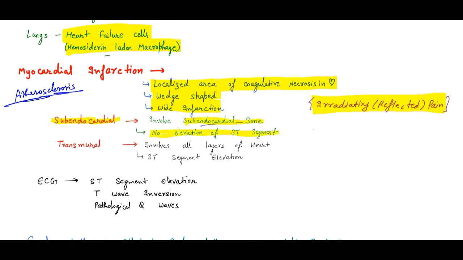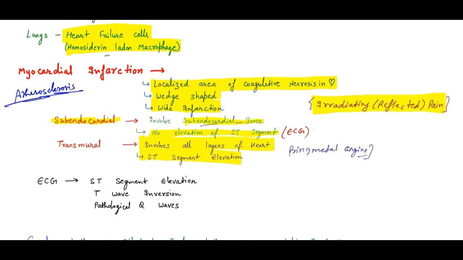What is the ST segment here? The ST segment is seen in the ECG. So on the ECG, there is no elevation of the ST segment in subendocardial infarction. In transmural infarction, there is involvement of all layers of the heart, so there is ST segment elevation, and it is seen in Prinzmetal angina, in which there is a vasospasm of the coronary vessels.